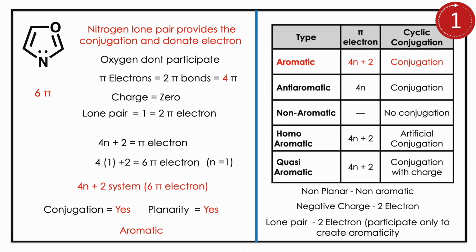So if you count the pi electrons, 2 pi bonds, 4 pi electrons, charge is 0, lone pair is 1, which gives 2 pi electrons. So it is a 4n plus 2 pi system with 6 pi electrons where n equals 1. Then the conjugation is definitely there because the lone pair helps it, and planarity is definitely there. So it's a 4n plus 2, conjugated, planar, meaning the given compound is aromatic.